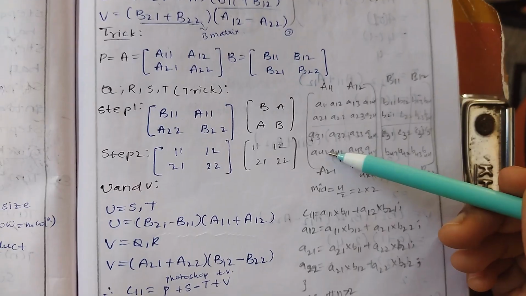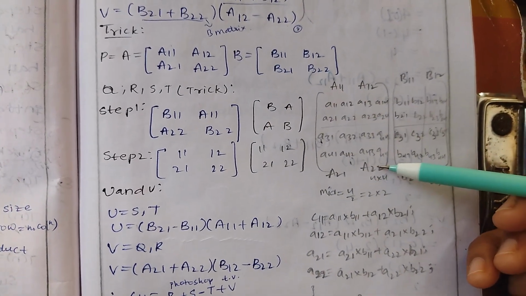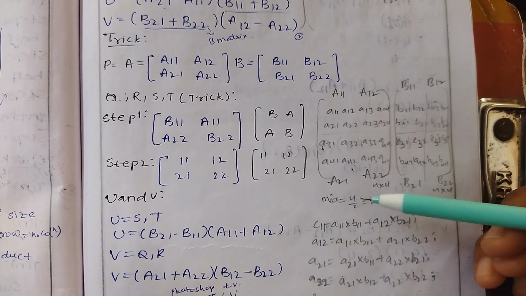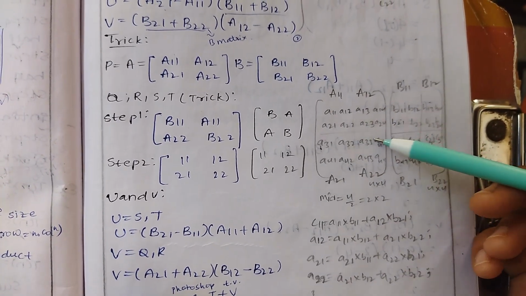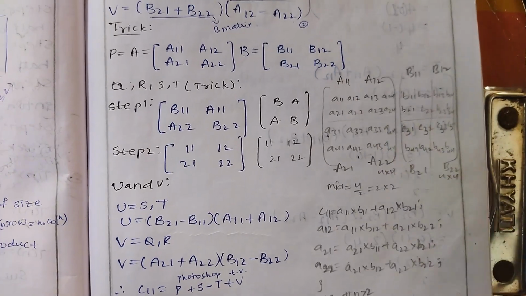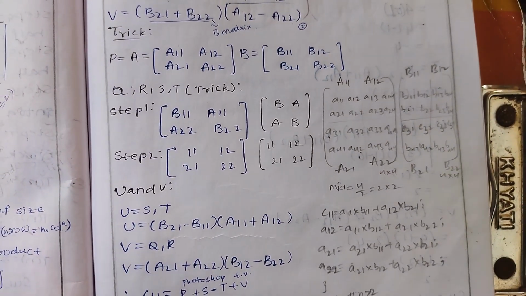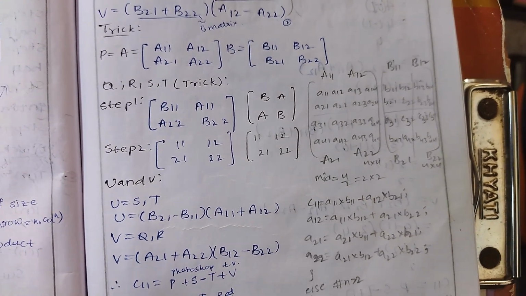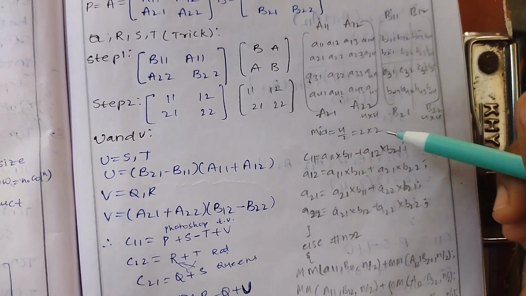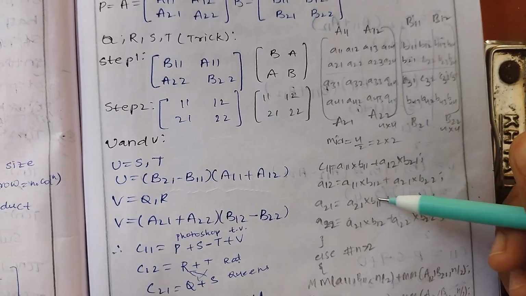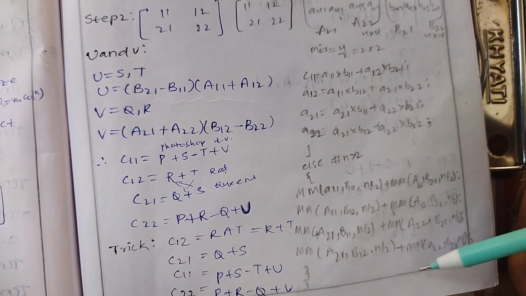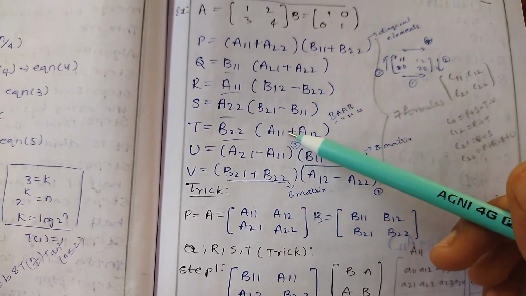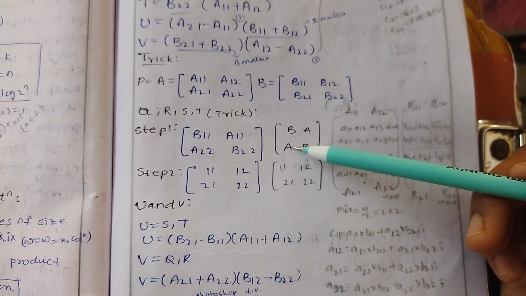This is another example. For larger order we use another concept: dividing the whole matrix into 4 parts. After that we need to take the mid value. If 4 elements are there, we need to take the half. 4 by 2 is 2, so we divide the whole matrix into 2 cross 2. Then we multiply these and add in the general case. This is the long process. By using this trick you can remember the concept in an easy way. This is the example.